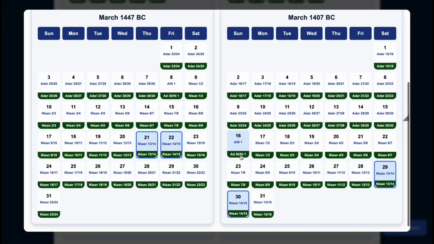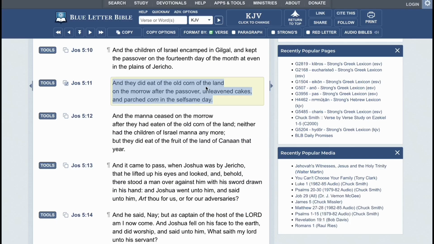And here, God is highlighting the fact that after Passover occurs in 1407 BC, this is when they did eat of the old corn of the land, and on the morrow after the Passover unleavened cakes and parched corn in the selfsame day. And the manna ceased on the morrow, and they had eaten of the old corn of the land. Neither had the children of Israel manna any more, but they did eat of the fruit of the land of Canaan that year.